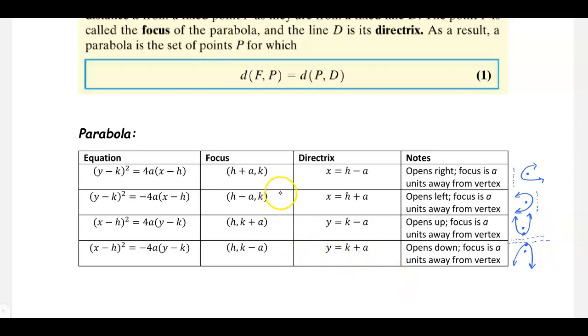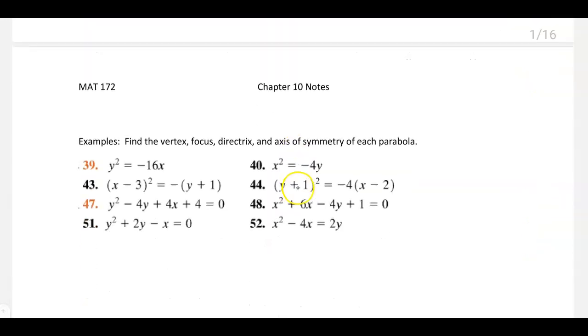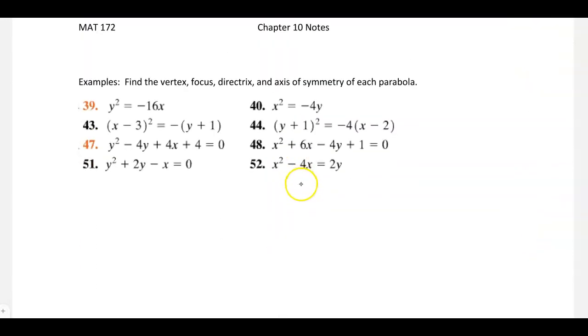So let's look at a few examples. It's going to help if we take these and write them in standard form. So let's start with number 44.